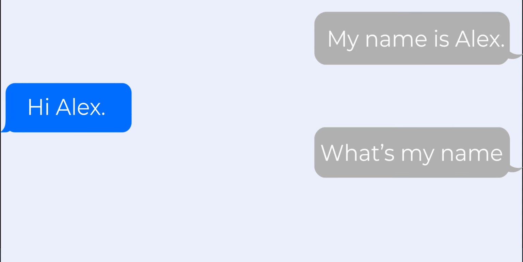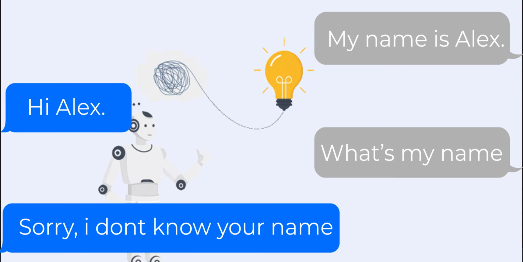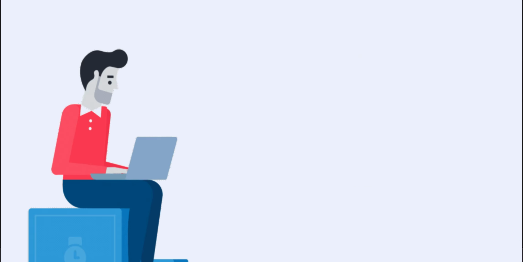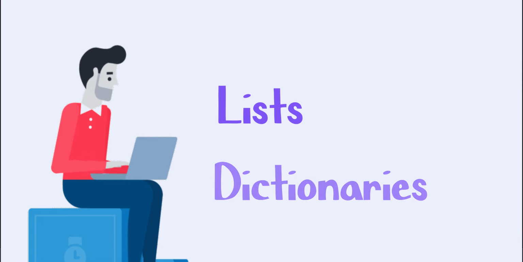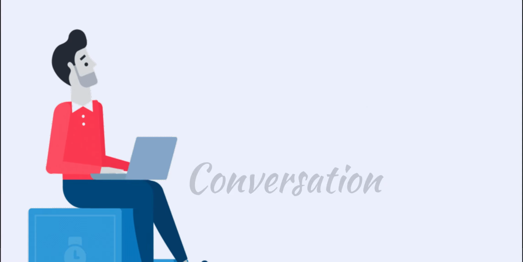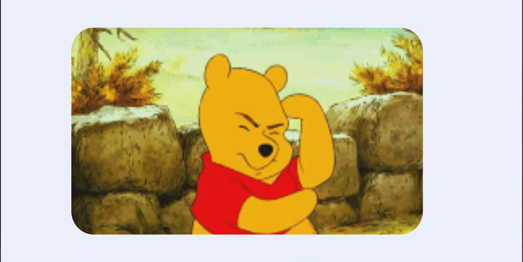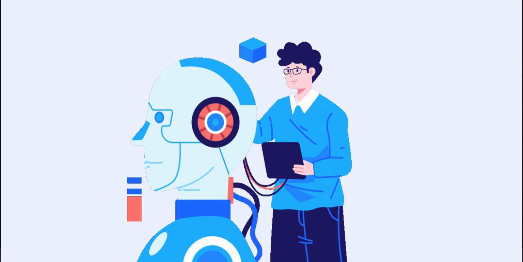But there's one huge problem. If I tell it, my name is Alex, and then ask what my name is, it has no idea. That's because our chatbot has no memory. In the next video, we'll learn lists and dictionaries by giving our chatbot real conversation history, so it can remember everything we say. That's also the first step towards building AI agents.